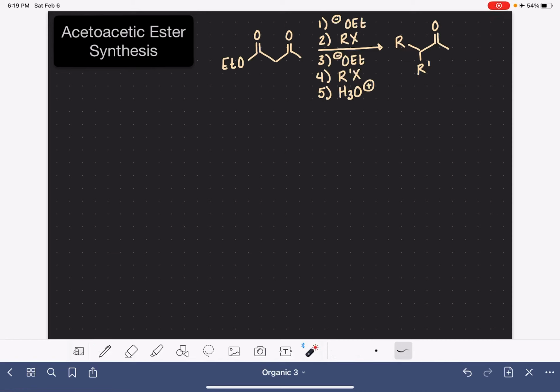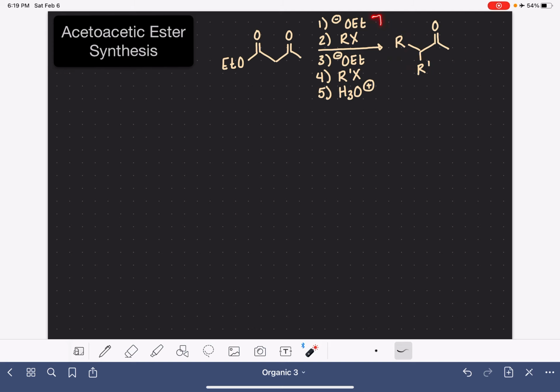The acetoacetic ester synthesis is used to convert acetoacetic ester, which is this molecule right here, into a methyl ketone. In this reaction, the ketone has to have a methyl group on one side that's coming from the acetoacetic ester molecule, and then we're able to add up to 2 alkyl groups on the other side of the ketone. The 2 alkyl groups could be different from each other, or they could be identical.